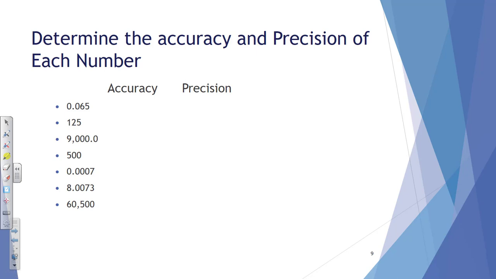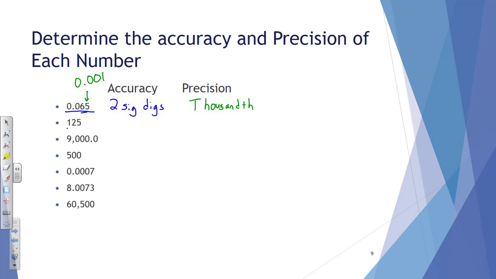Our first one, 0.065, accuracy. Remember, accuracy is how many sigdigs? 6 and 5 are the 2 sigdigs. These zeros are only locating the decimal, and so we would say that there are 2 significant digits. Therefore, our accuracy is 2 significant digits. What's our precision? Our precision is where it occurs. That is the thousandth or .001 place, and so our precision is to the nearest thousandth.